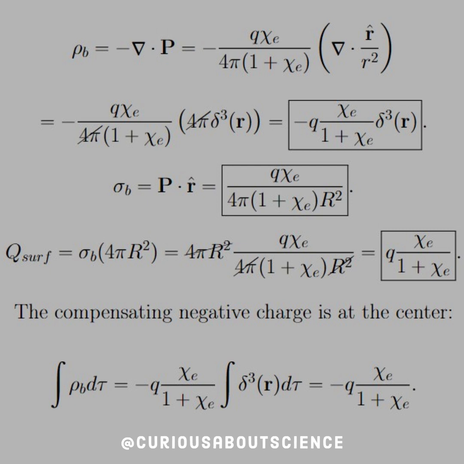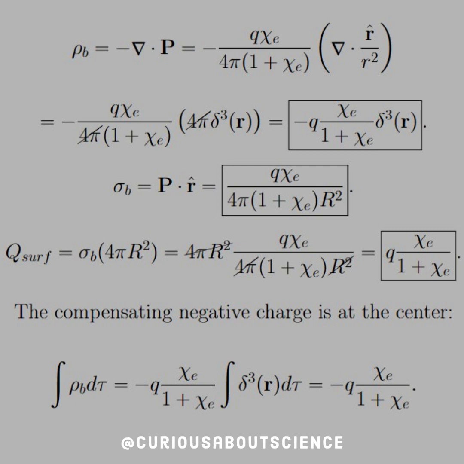Moving forward to the surface bound charge, this is P dot r hat, but it has to be evaluated at the surface of the sphere, so that's why we have capital R squared in the denominator instead of lowercase r. And then that r hat is 1, so pretty quick, pretty easy there. The charge on the surface is the bound charge times the surface area, which is 4 pi r squared. And 4 pi r squared cancels in both, leaving us with Q times chi-e over 1 plus chi-e.